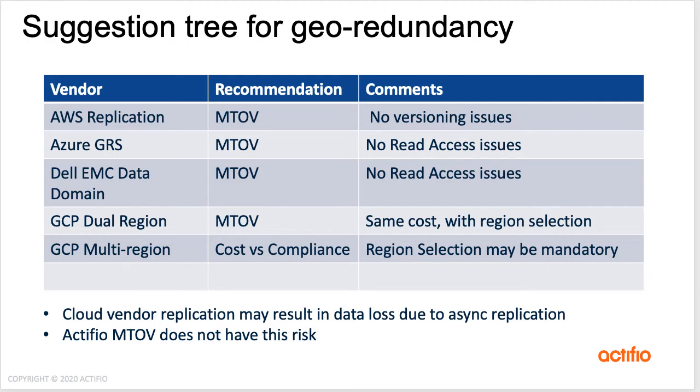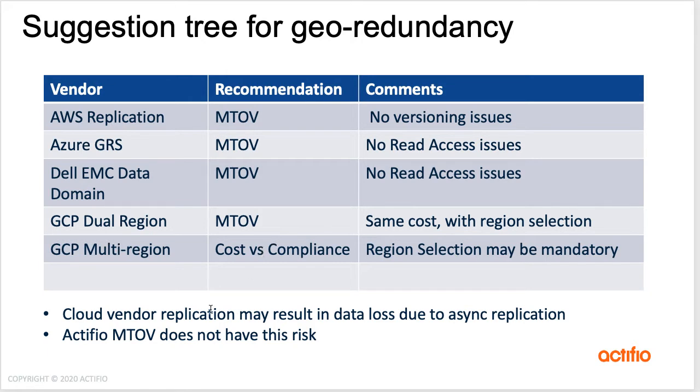So, a little bit of a decision tree. If I'm using AWS and I want to have geo-redundancy, use multi-target OnVault to avoid versioning. If I'm in Azure, use multi-target OnVault to avoid the read access problem of trying to get to the secondary. The same with data domain. If I'm considering GCP dual region, use multi-target OnVault. You won't see any difference in cost, but you can choose the regions deliberately. And if I'm looking at multi-region, there is definitely a cost benefit over dual region because you're only paying for one copy, not two. But I might have a compliance problem and, as I said, a technical access problem.